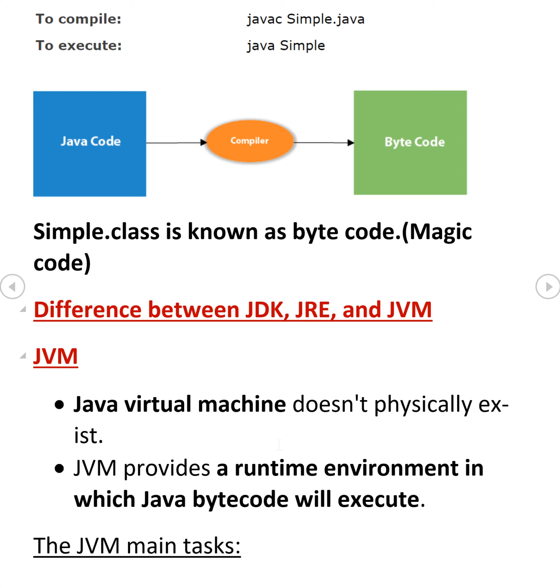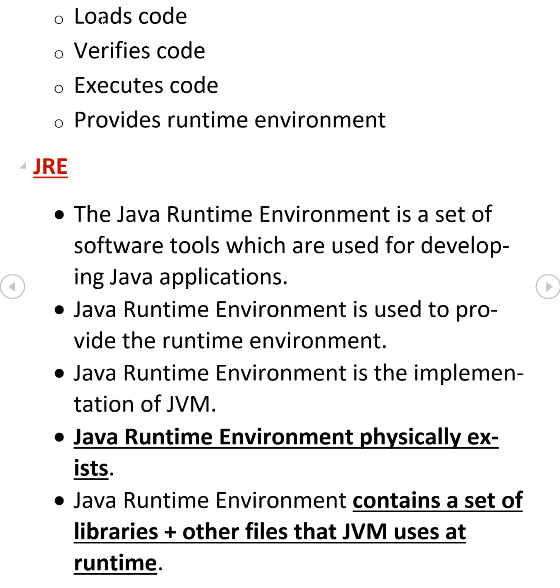So next we have to understand JDK, JRE, JVM. The Java Virtual Machine doesn't exist physically, but it provides a runtime environment to execute this bytecode. So what is the task of the JVM? Let's see. The JVM loads the code, verifies the code, executes the code, and provides the runtime environment.